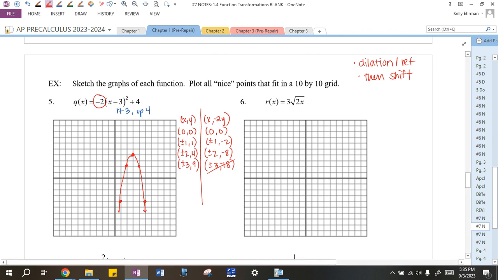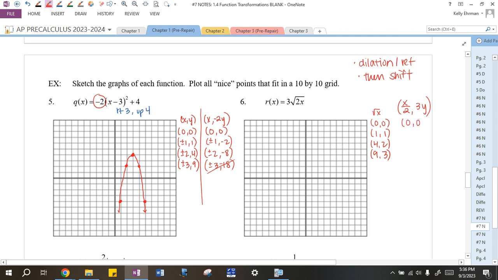Okay, what about the square root graph? So the original points on the square root of x graph are 0, 0, 1, 1, 4, 2, 9, 3. Well, what are we going to be doing to this? So we have a number on the x. Every x value is going to get divided by 2. Horizontal dilation, factor of 1/2. Every y value is going to get multiplied by 3.